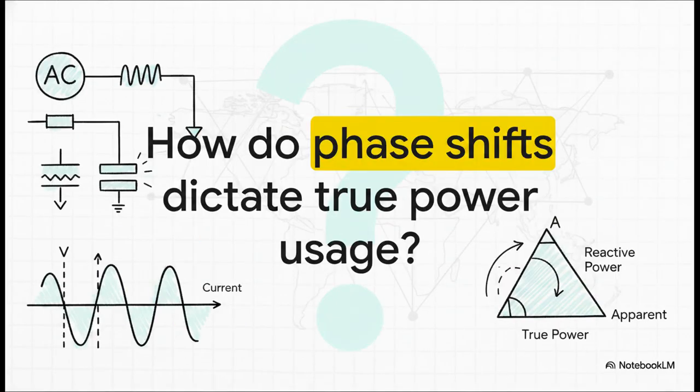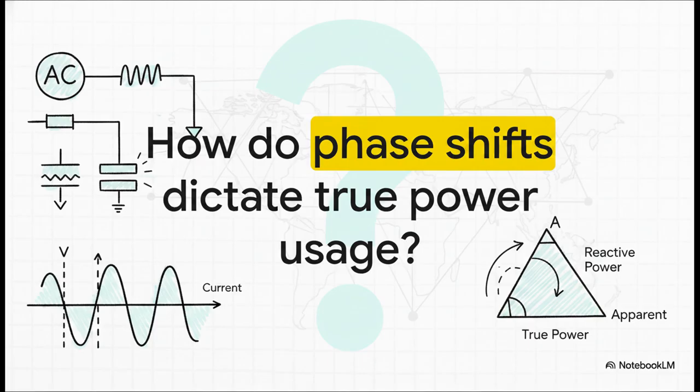As we finish up, I want to leave you with this provocative thought to ponder. Our source material points out a totally mind-bending fact. Ideal capacitors and inductors dissipate strictly zero power, literally none. They just borrow energy to build up their fields, and then they return it all completely back to the circuit. All the true power dissipation happens only in the resistance.